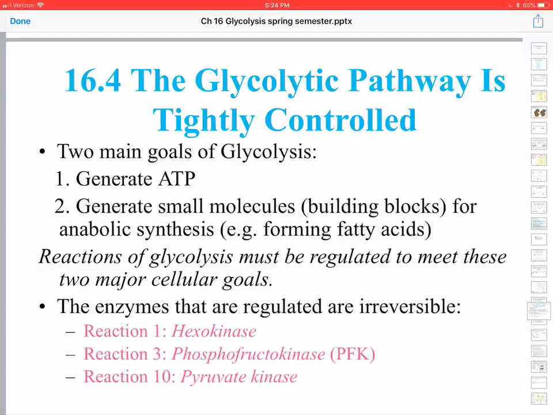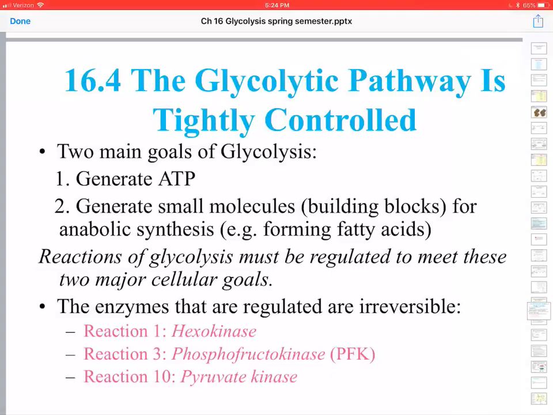Hello, this is 16.4. The glycolytic pathway is tightly controlled or regulated. So we're talking about glycolysis and the regulation of glycolysis. There are two main goals of glycolysis. Of course, one is to generate ATP. We know that net 2 ATPs are made per glucose.